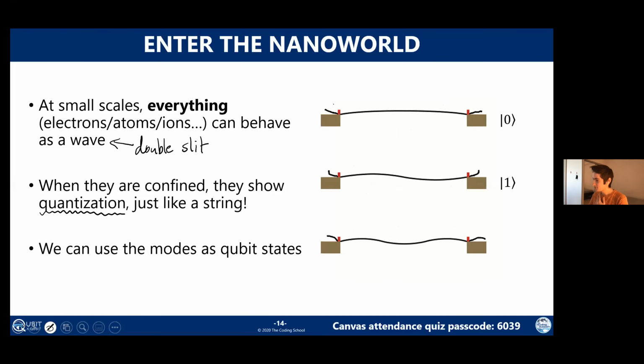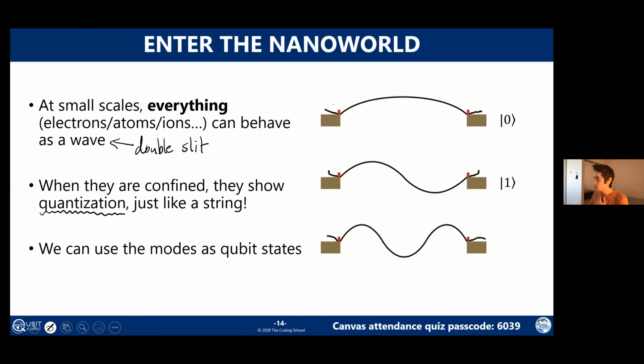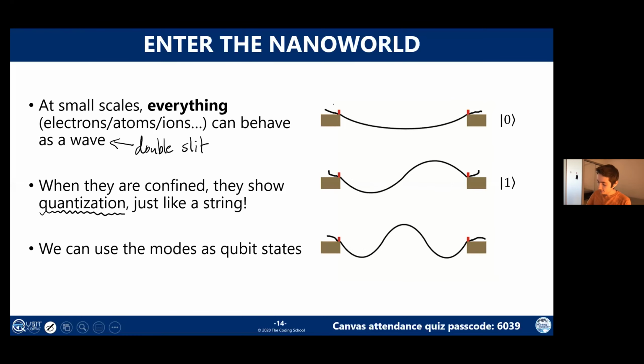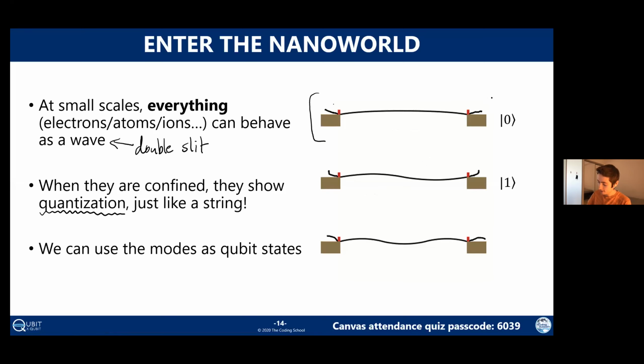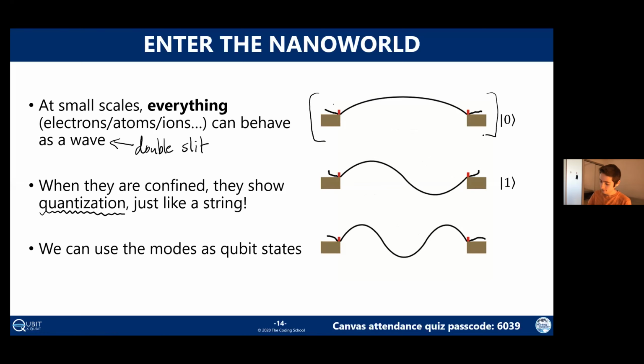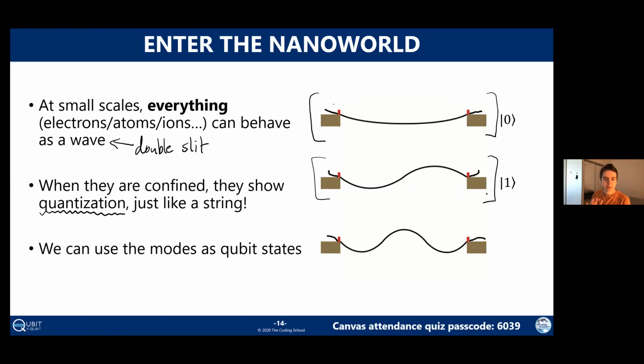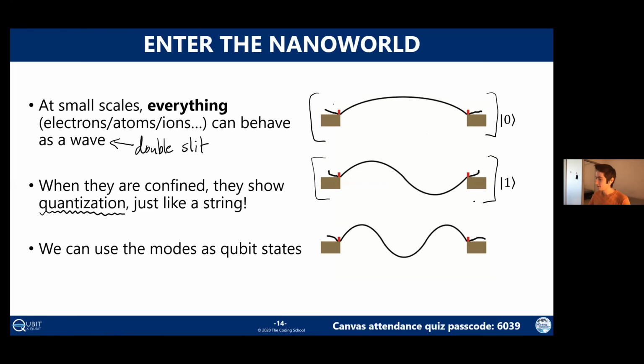Are each crest and trough a quantization state or mode? So the different states here are just the multiple modes of vibration, right? So if my string is vibrating like this, it's in the first mode. If my string is vibrating like this, it's in the second mode, and so on. So it's not really related to the crests and, I mean, I guess you could count the number of crests and troughs, and that would tell you the mode.